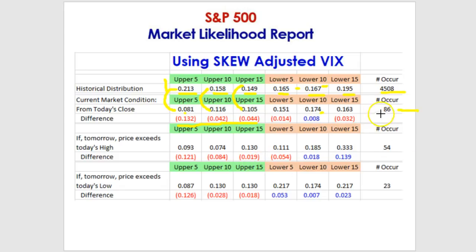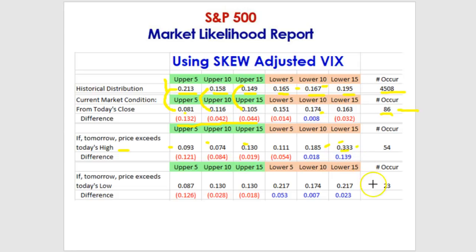And when we break this 86 out and we look at the action on Monday coming up, if price exceeds Friday's high, you can see similarly the upper bands get struck way less often. The lower bands get struck a bit more often, especially the 15-day band getting struck a third of the time there.